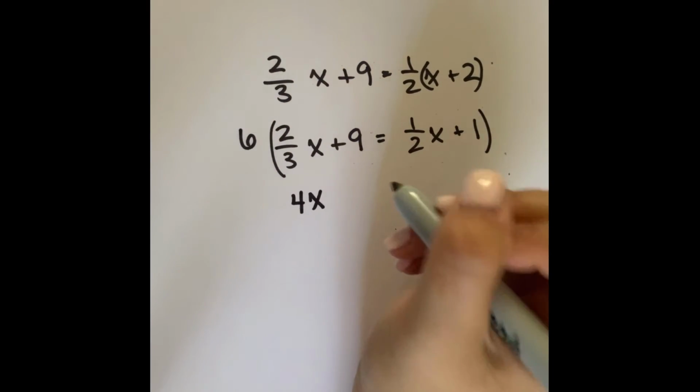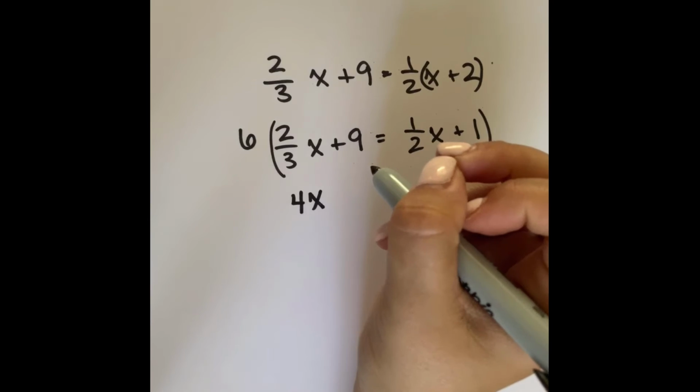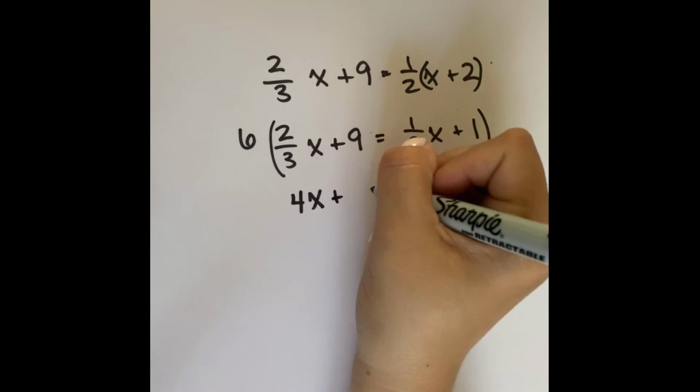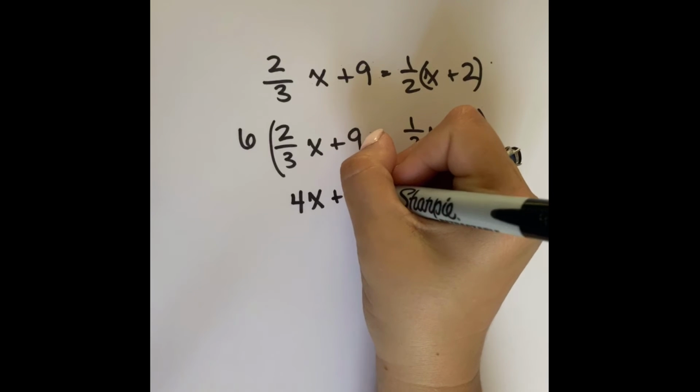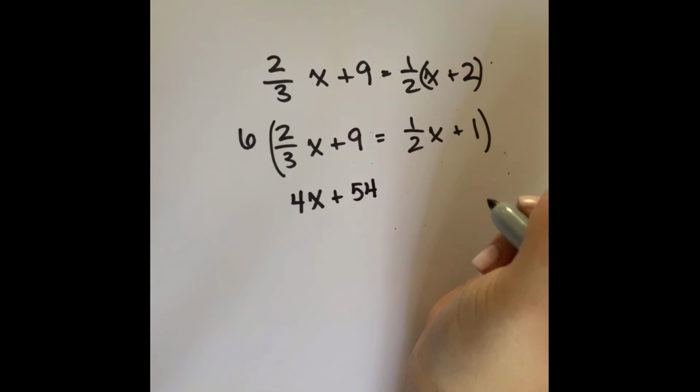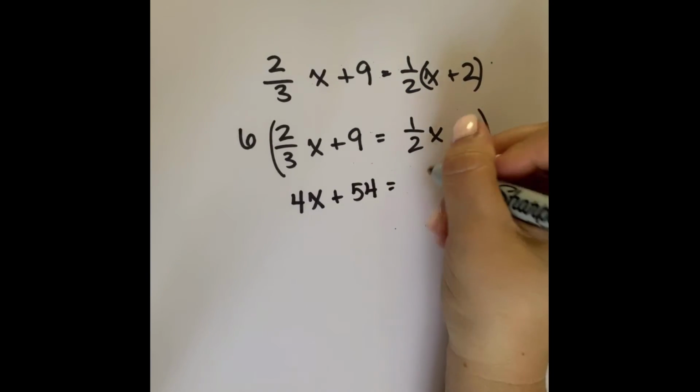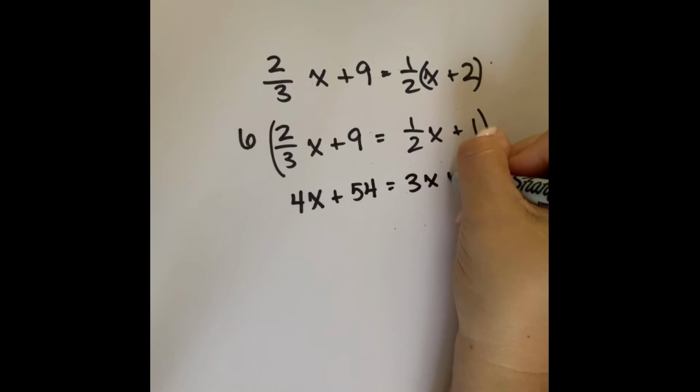If you do this and you don't clear the denominator, meaning that you're still left with a fraction, then you did the process wrong and you should try again. Plus 6 times 9 is 54, is equal to 6 times 1/2, which is 3x, plus 6.